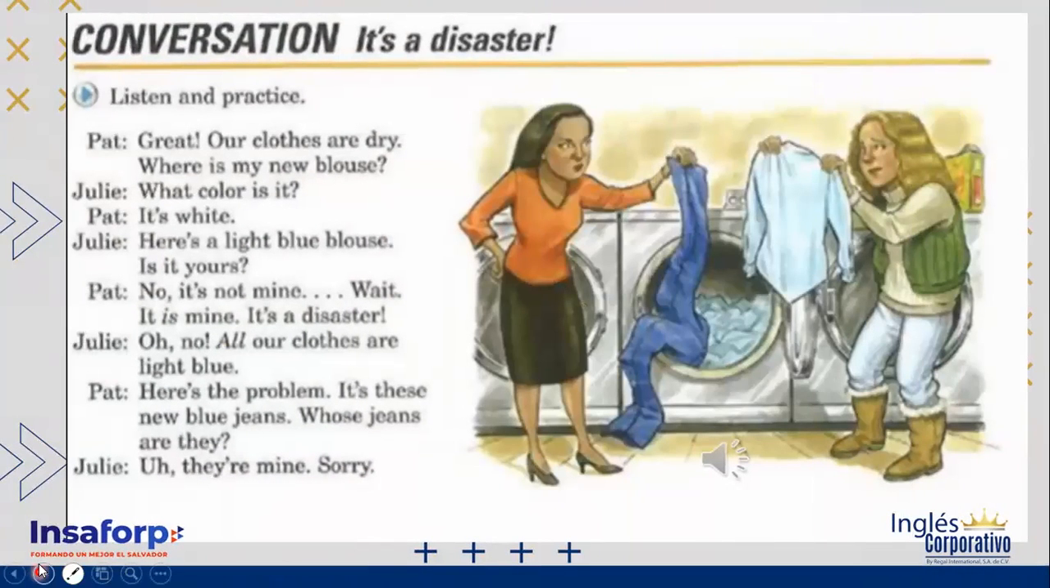We are going to listen to this conversation, but first, look at the picture. What do you think happened here? ¿Qué cree que sucedió ahí? Angry. Okay, one of the women is angry.